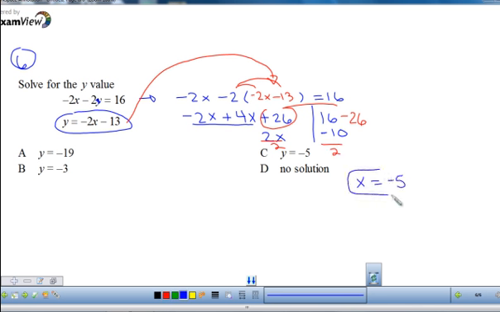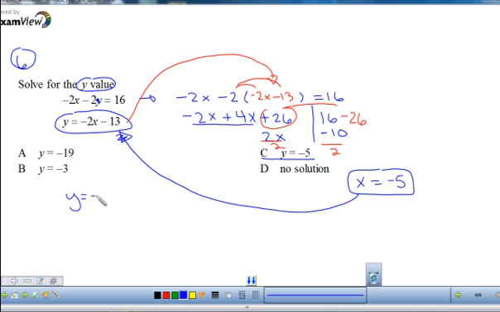Okay. Now here's the thing. Yes, there is an answer that says x is negative 5, but it says y. We need to find the y value. So we need to get our x and substitute it back. We're going to have 10 minus 3, 13, or y is negative 3. So my answer is B.